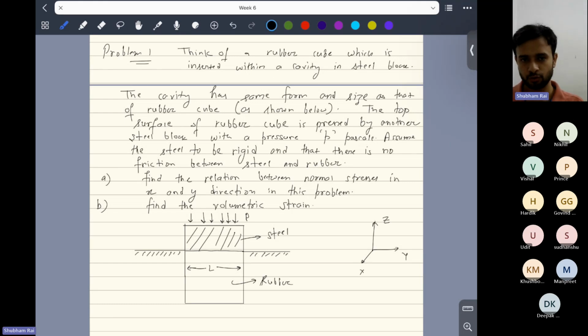So you can write ux is equal to 0, uy is equal to 0, and uz is a function of z. From there, you can find the strain tensor will have all components 0, and only epsilon zz will be present. From there, you can find out the stress tensor using the elastic constitutive matrices, as this is a linear elastic material. Although rubber is a hyperelastic material, we are assuming it to be linear elastic. We are assuming the strains are small, so it is in the linear elastic region.